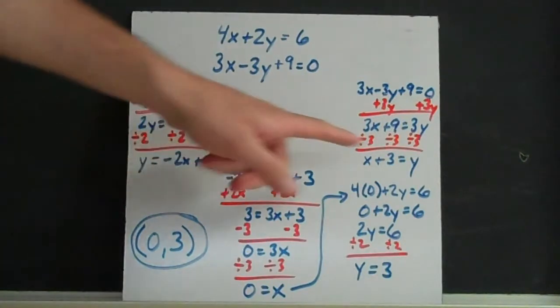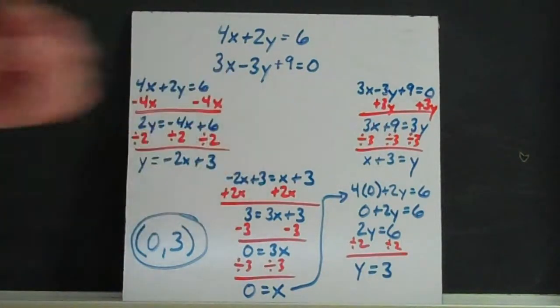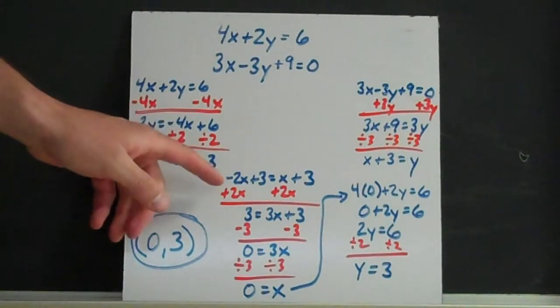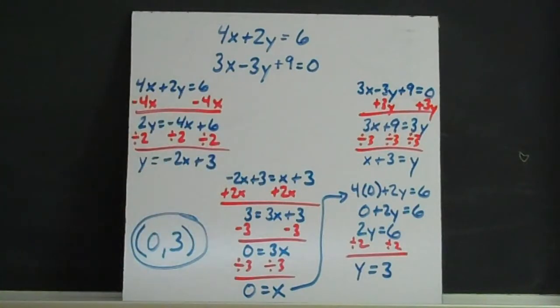So they're both equal to y. We can set them equal to each other. Negative 2x plus 3 equals x plus 3. Get our x's on one side, so add 2x to both sides, and we're left with 3 equals 3x plus 3. Subtract 3 from both sides, and we get 0 equals 3x. Divide both sides by 3, and x equals 0.